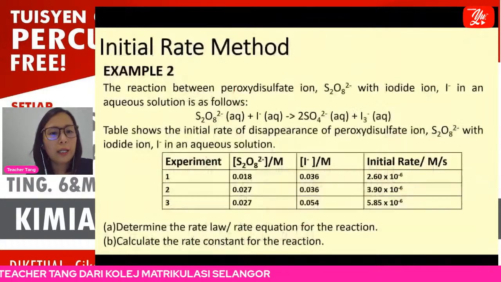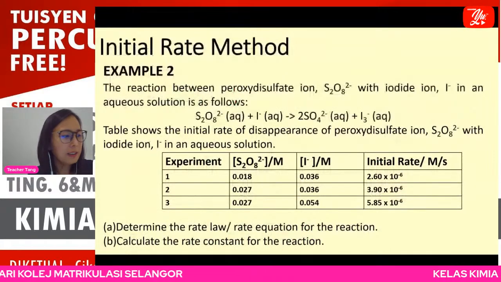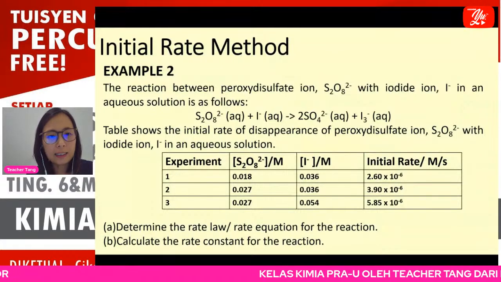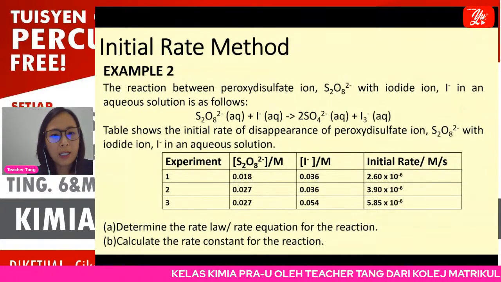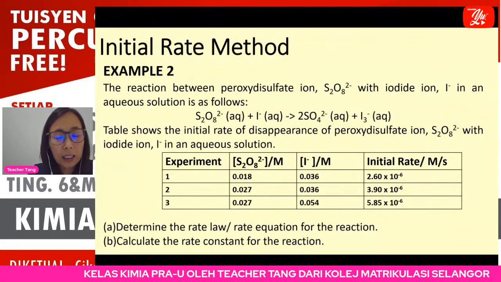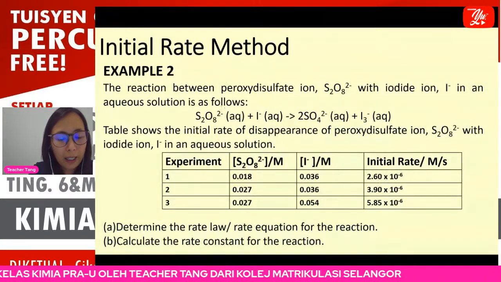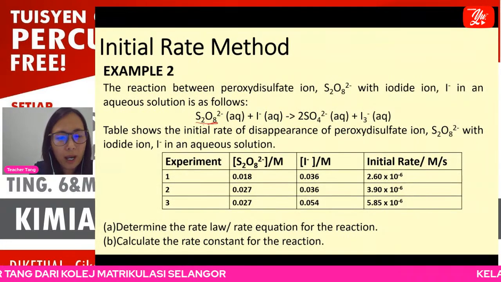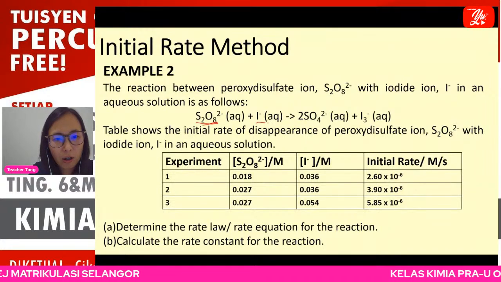Now we move on to look at the second example. In the first example, we only have one reagent. In the second example here, we have two reagents, S2O8 2 minus, and also the iodide ion.